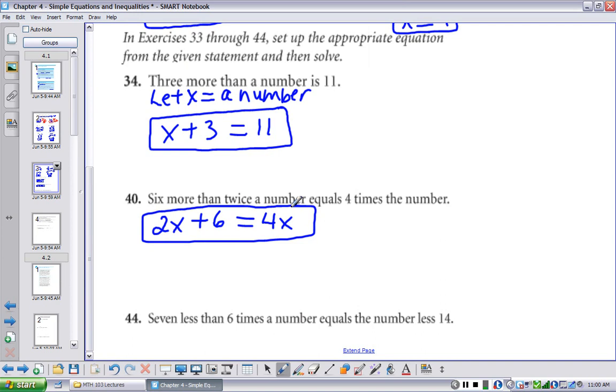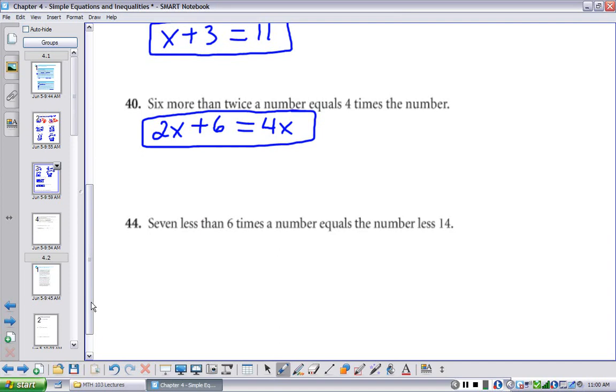Now, I know you're saying 6 more than twice a number, I could have said 6 plus 2x, but if you're multiplying something by that number, depends on how the problem is written, you may want to write it first. For example, when you're dealing with less than, it matters which expression comes first.